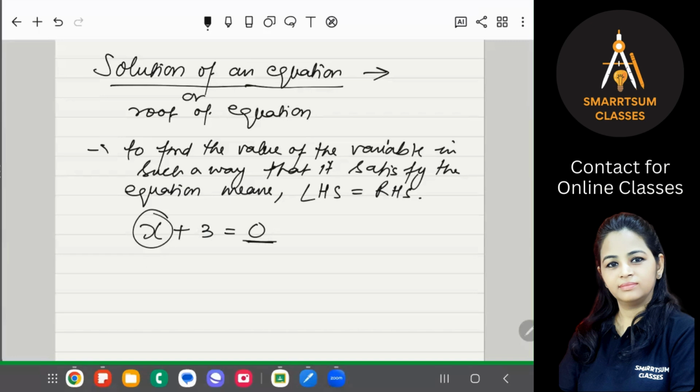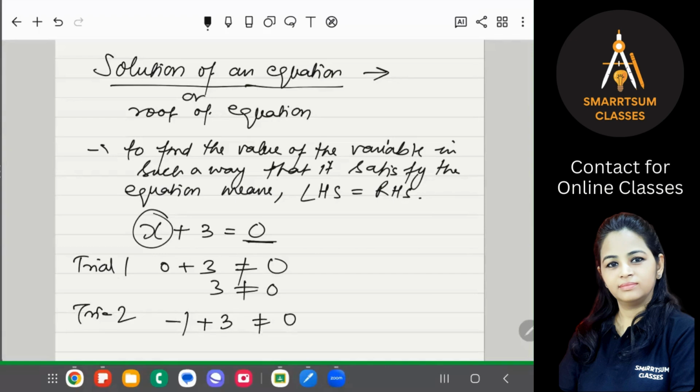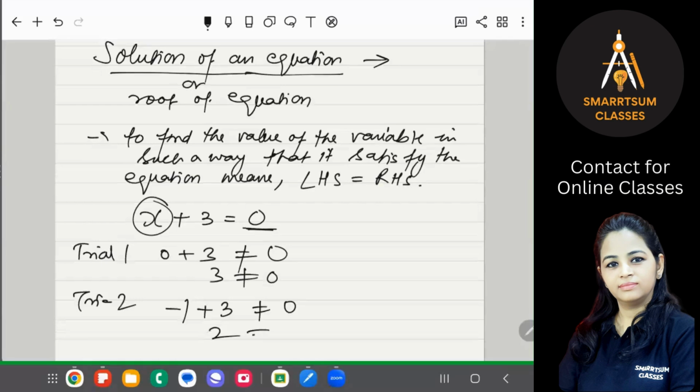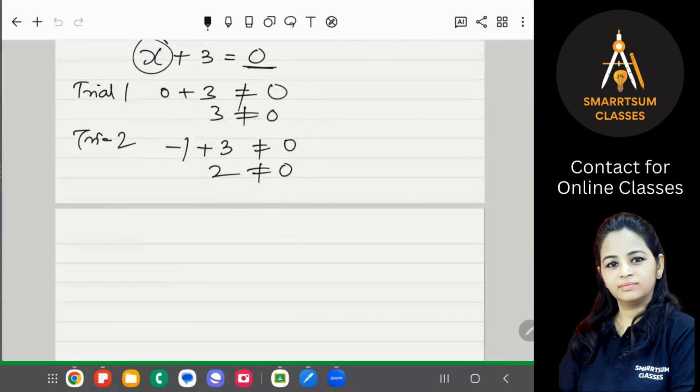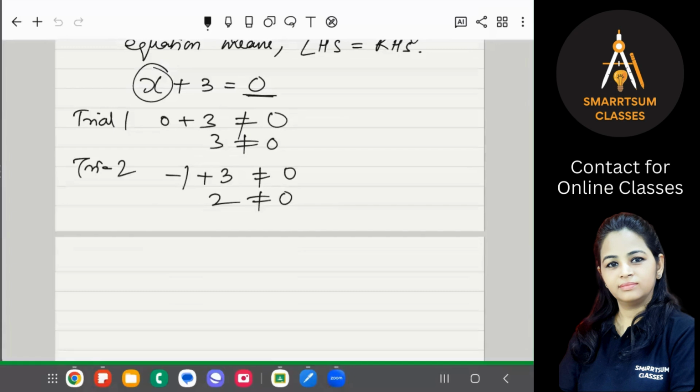Suppose we start with x equal to 0. Trial 1: 0 plus 3 is equal to 0? No, they are not equal. 3 cannot be equal to 0. Trial 2: if I put minus 1, minus 1 plus 3, again it is not equal to 0, it will be 2. 2 is not equal to 0. Right? So we keep on trying. We keep on putting different values of x to get that value.